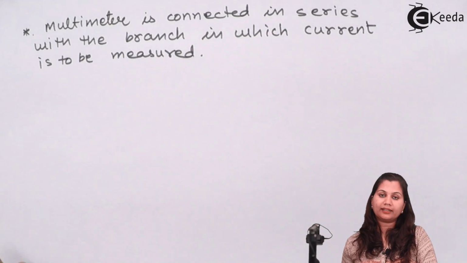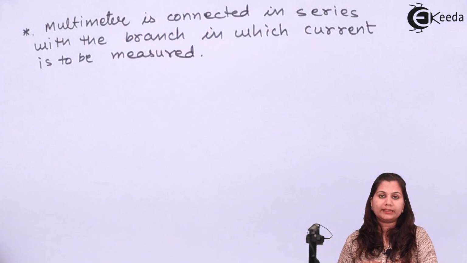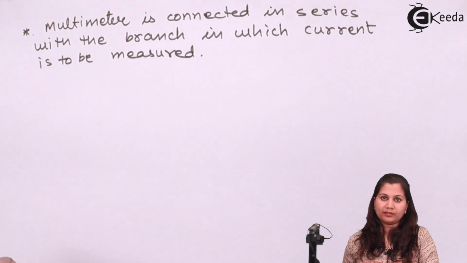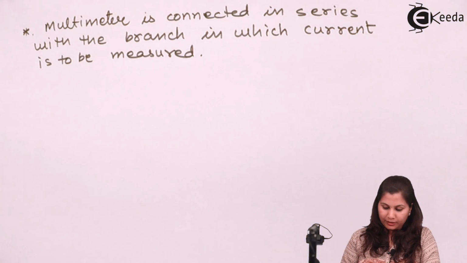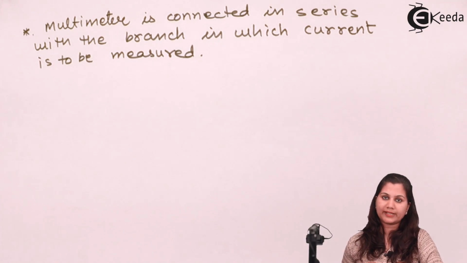For AC current, again a rectifier is used. The rectifier is going to convert the AC value into the DC value, and then the measurements are done. Now let's see how the analog multimeter measures resistance.